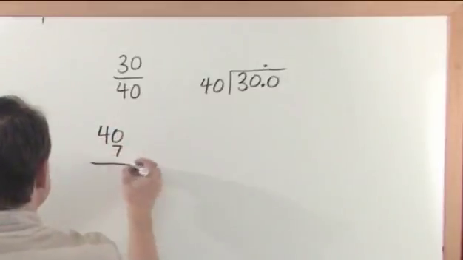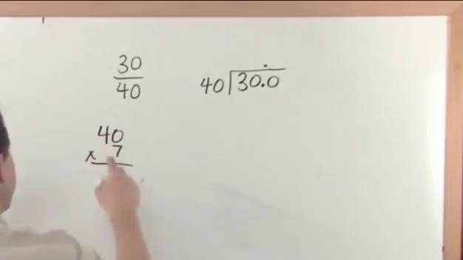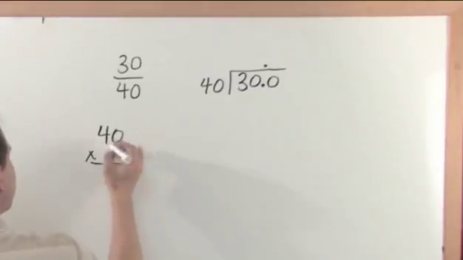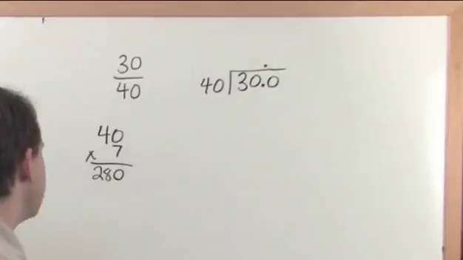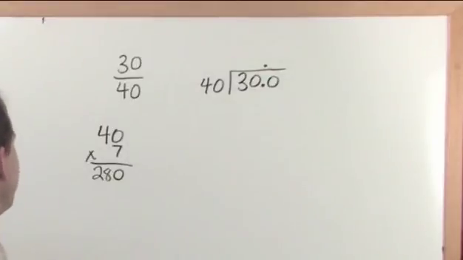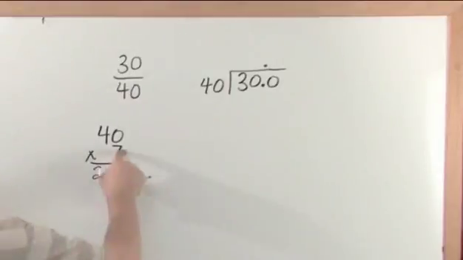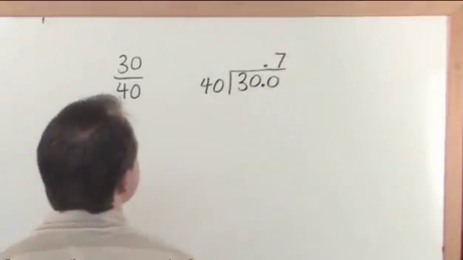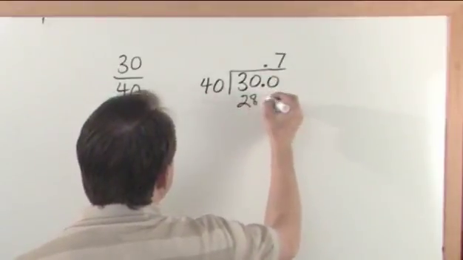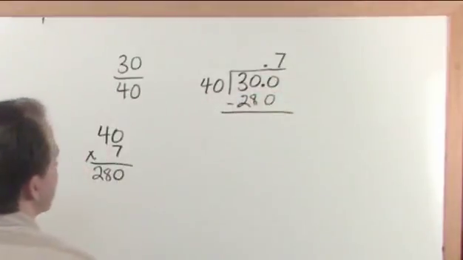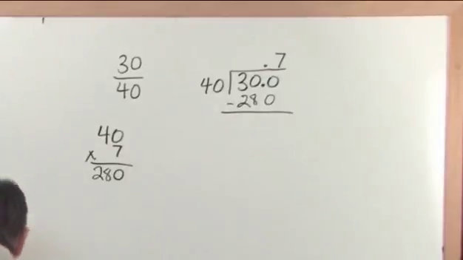40 times 7, what does that give us? 7 times 0 is 0. 7 times 4 is 28. So if it goes 7 times, that's 280. And if it goes 8 times, that's going to be too many. It's going to be 320, so that's not going to be right. So it only goes 7 times, so I'll put a 7 up here. 7 times 40 is 280, and let's see what the remainder is.